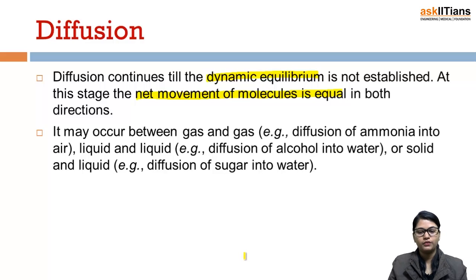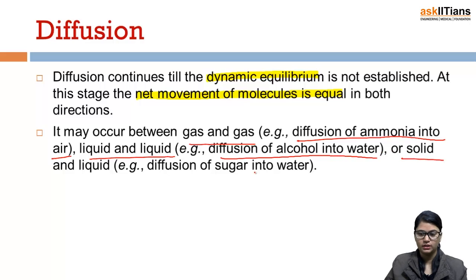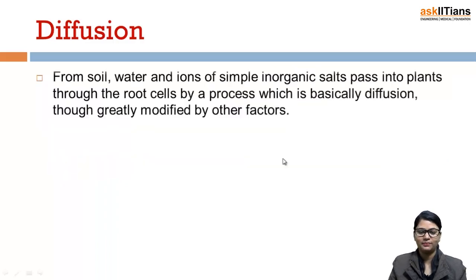It may occur between gas and gas. Example, diffusion of ammonia into air. Liquid and liquid. Example, diffusion of alcohol into water. Or solid and liquid. Example, diffusion of sugar into water. So ammonia is a gas, and air is also a gas. Alcohol is a liquid and water is a liquid. Sugar is a solid and water is a liquid.